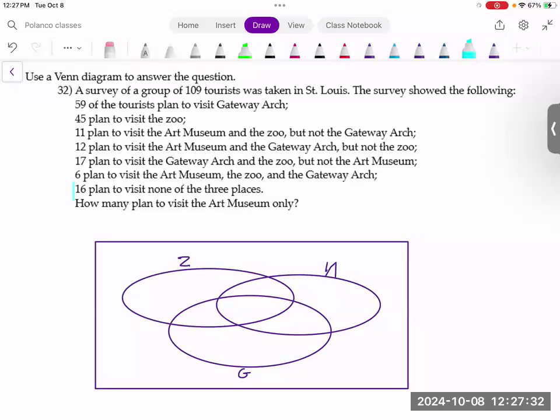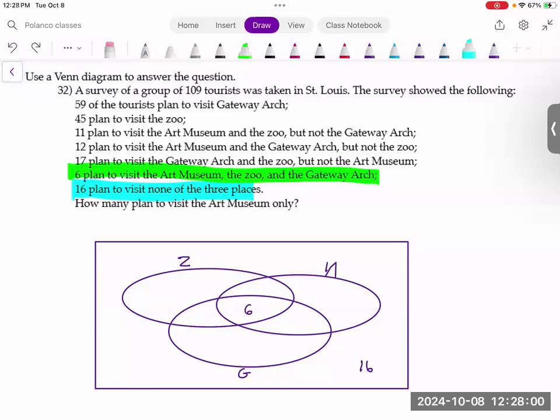The bottom is saying 16 plan to visit none of the places. So that's basically 16 outside, right? And then the next statement is saying 6 plan to visit the 3 of them, right? So 3 of them would be the middle. So 6 will be there.